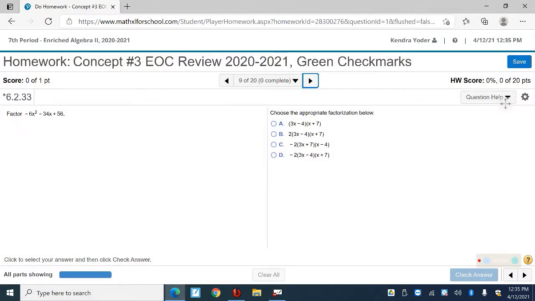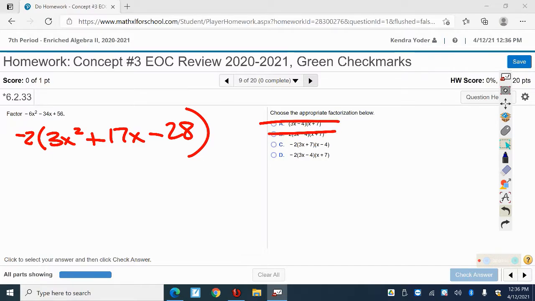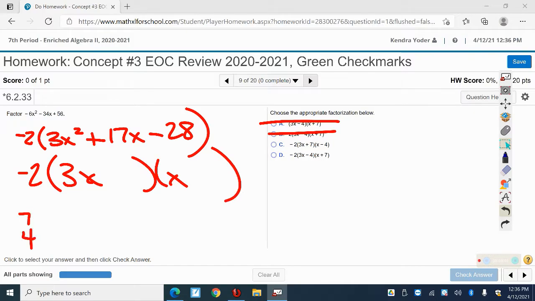Next, number 9, very similar thing, super easy to look at this and compare and contrast. If I go ahead and pull out my GCF, you know you're going to be pulling out a negative 2, so that's going to give you a negative 2 times x squared plus 17x minus 28, yes? Then you would go ahead and factor that down. You can automatically say it's not going to be the first 2, yes? And then from there, you're going to have to get negative 2, 3x, and x. Factors of 28 are going to be 7 and 4 that you're going to use.